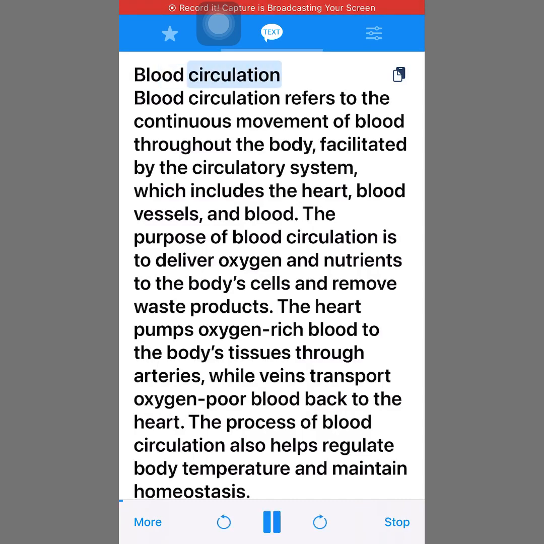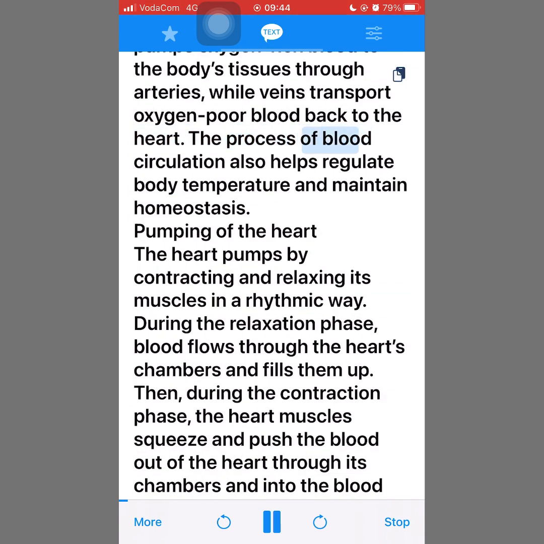Blood circulation. Blood circulation refers to the continuous movement of blood throughout the body, facilitated by the circulatory system, which includes the heart, blood vessels, and blood. The purpose of blood circulation is to deliver oxygen and nutrients to the body cells and remove waste products. The heart pumps oxygen-rich blood to the body's tissues through arteries, while veins transport oxygen-poor blood back to the heart. The process of blood circulation also helps regulate body temperature and maintain homeostasis.